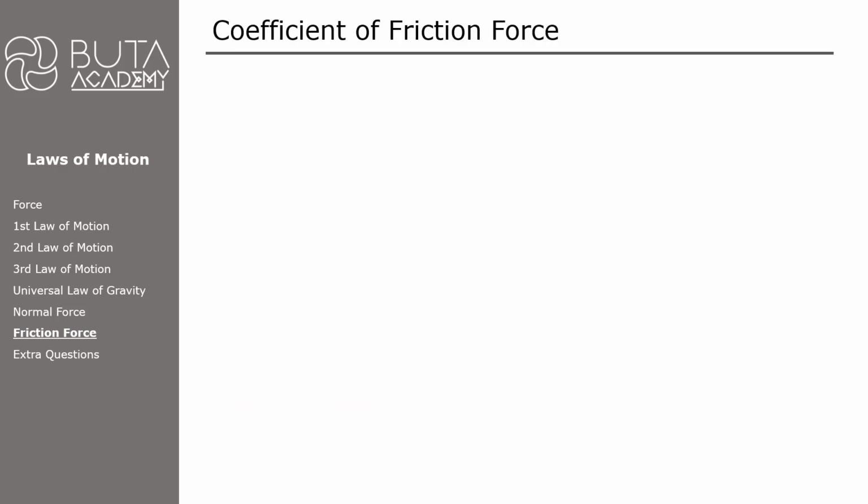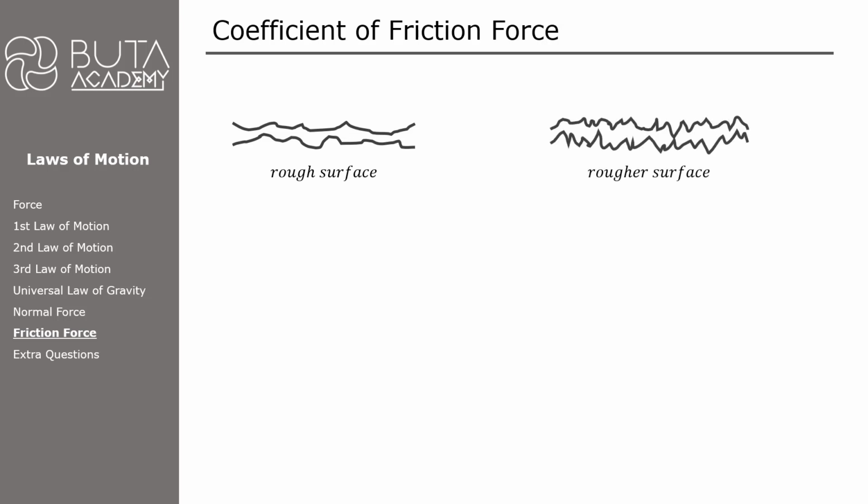In the last part of this video, we are going to learn how to calculate the friction force. Let's imagine this rough surface. It is rough, but there can be an even rougher surface, like the one on the right side. Of course, it seems that the friction force on the right side will be greater than the one on the left due to much greater roughness. To represent how rough the surface is, we use the Greek symbol mu. So the roughness on the left side can be represented by mu1 and the one on the right by mu2.